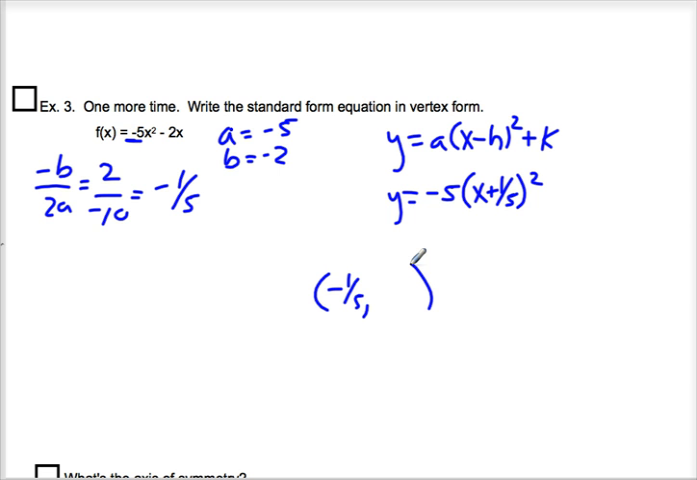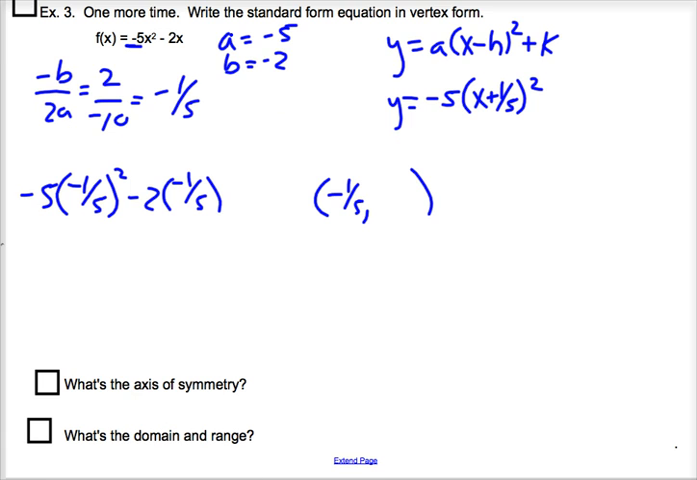Now, during class we went through this, people are having trouble plugging in negative 1/5, so be very careful here. It would look like this if you're going to do it by hand. The square goes on the outside. And put the negative 1/5 in parentheses, otherwise you can punch it straight in your calculator.